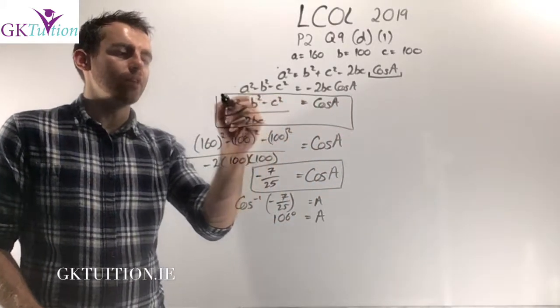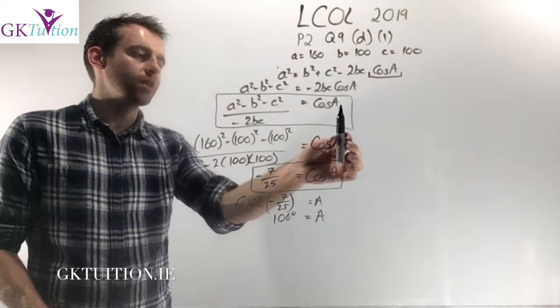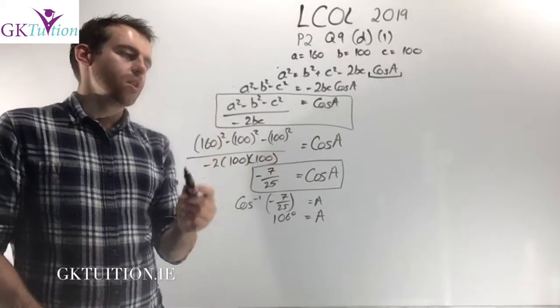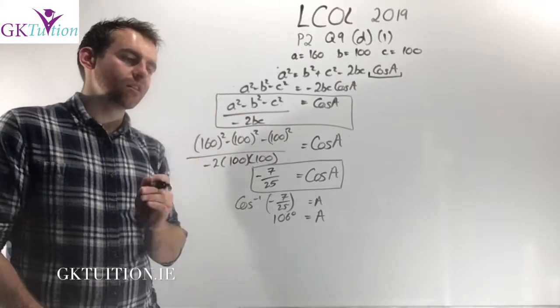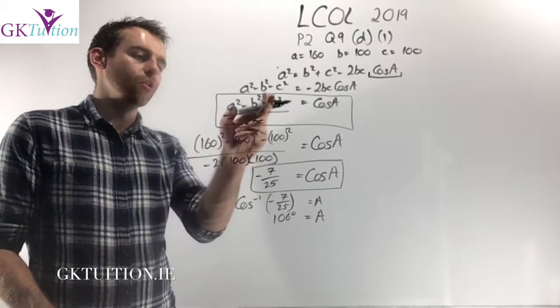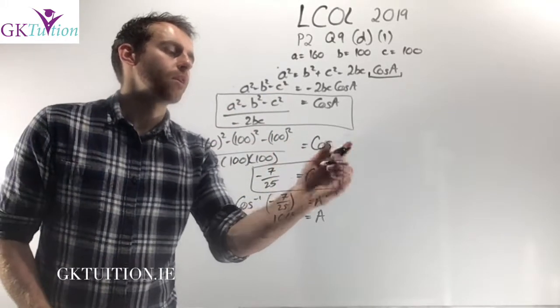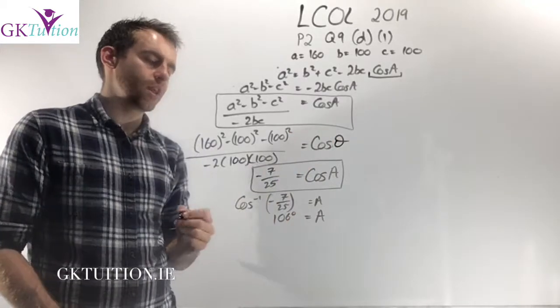I have rewritten the formula from my log tables. I've just rearranged it so that the cos of the angle is on its own. Now, it's on the next line that I sub in. Instead of A, I can put in 160. Instead of B, I can put in 100. Instead of C, I can put in 100. So I do that on the top and the bottom, and on the right, I write this as cos theta.